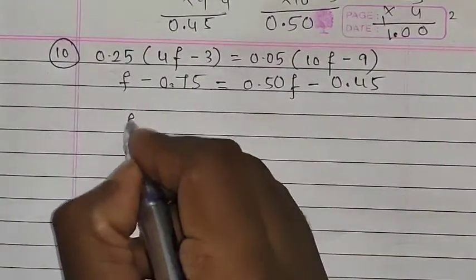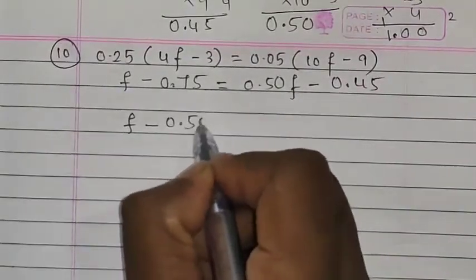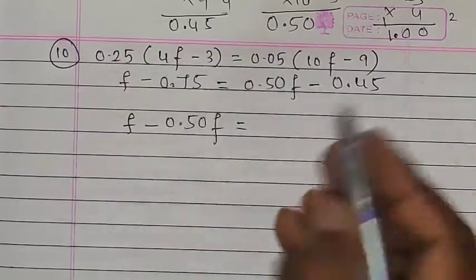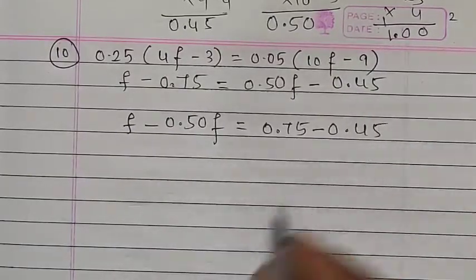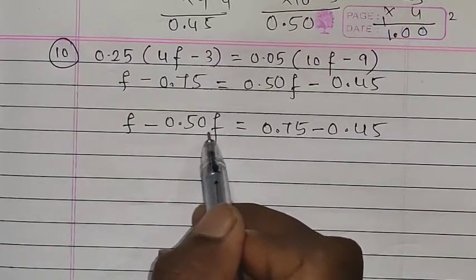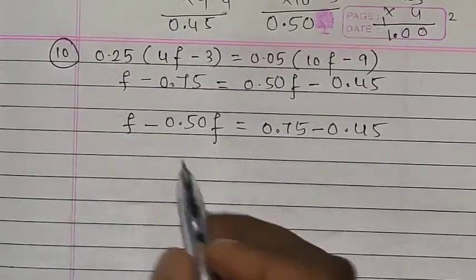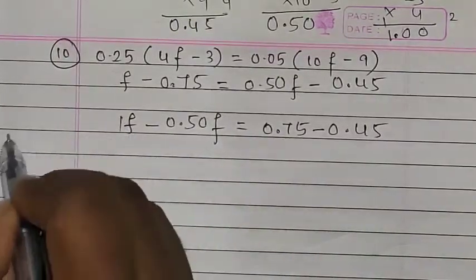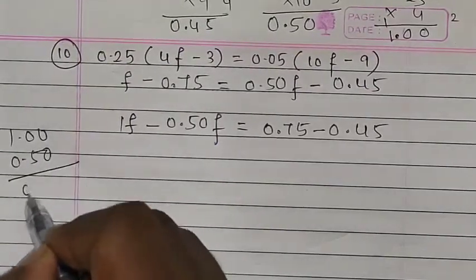This f as it is, f plus 0.50f shifting to the left side will become minus 0.50f, is equal to this negative minus 0.75, after shifting to the right side will become plus 0.75, minus of this number, minus of 0.45. Next, 1f minus 0.50f, this is 1f, this is half f, your answer is 0.50 only. 1 can be written as 1.00, and this is 0.50. By subtraction of these two you will get 0.50 only.